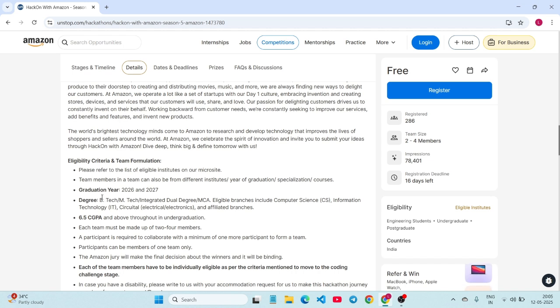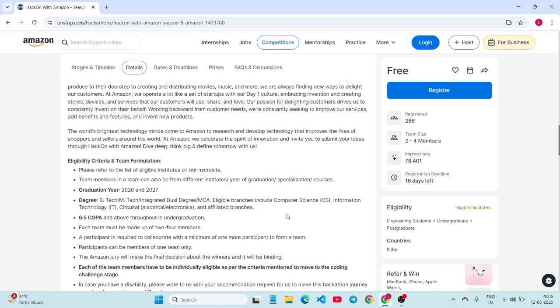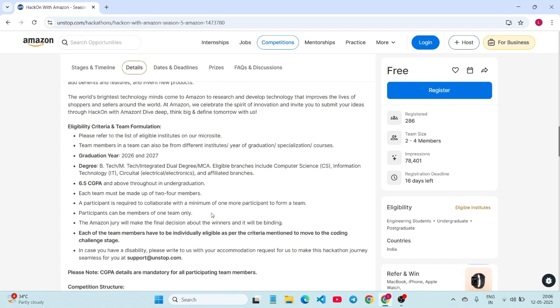For graduation year, obviously third years and second years are eligible. Next, the degrees are also given here. It can be from any of the branches they provide, either computer science, IT, electronics, electrical, and other affiliated branches. You also need a 6.5 CGPA or above in undergraduation, so the CGPA must be greater than 6.5.